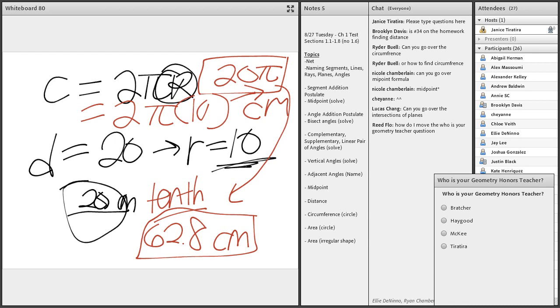Does it want it in pi form? Then just stop at 20 pi. Or does it want it in decimal form, like tenth place? Then you will do your calculator stuff.